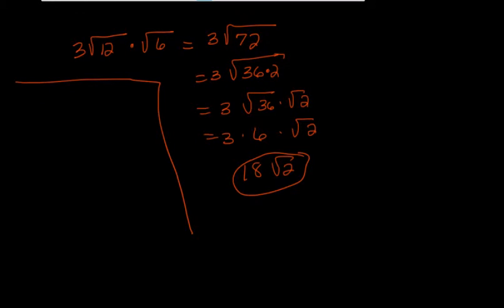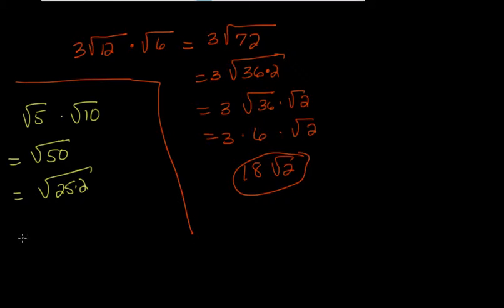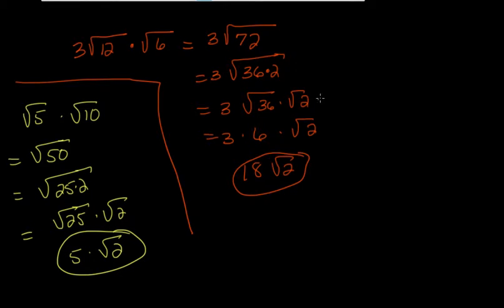Okay then. Let's see, what have we here up for bids? Got root 5 times root 10, which would be equal to root 50. And that's equal to the square root of 25 times 2, which is subsequently equal to the square root of 25 times the square root of 2, which is, the square root of 25 is 5, and the square root of 2 is the square root of 2, so that would be 5 root 2, and we're done.